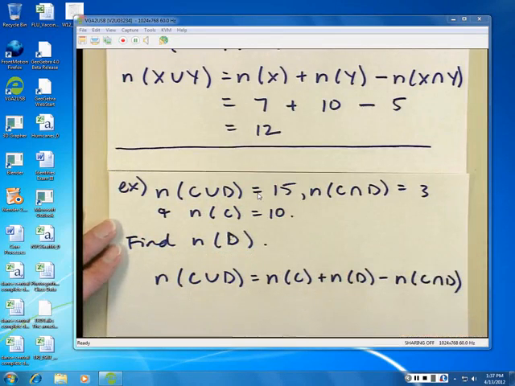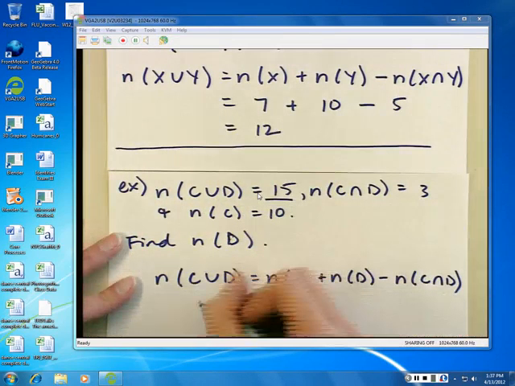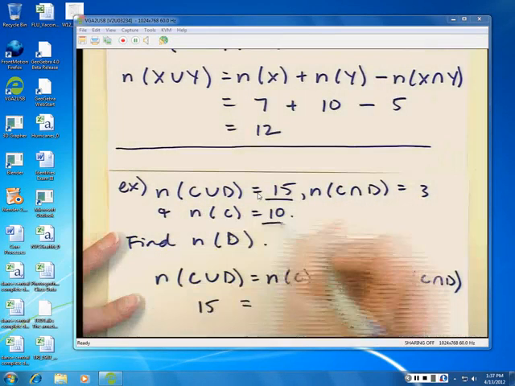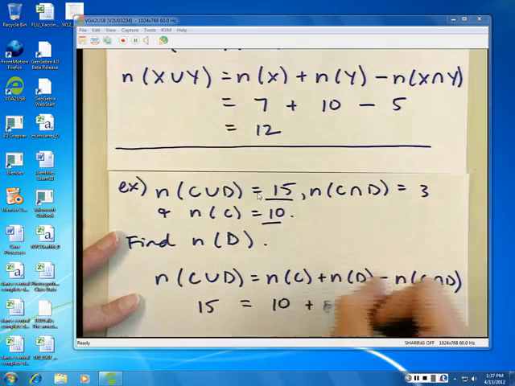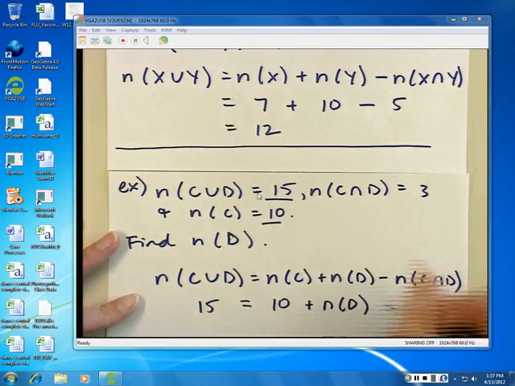I've got some of this information, but not all, so let's plug in what we've got. The number in C union D is 15, so that goes there. The number in C I have. The number in C is 10, so that goes here. I don't have the number in D, but I do have the number of elements in their intersection, and that is 3, minus 3.